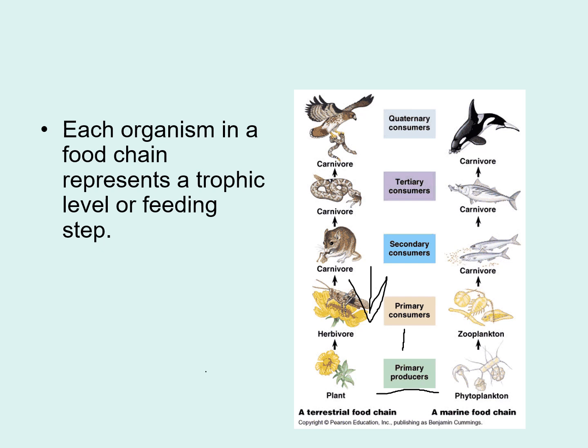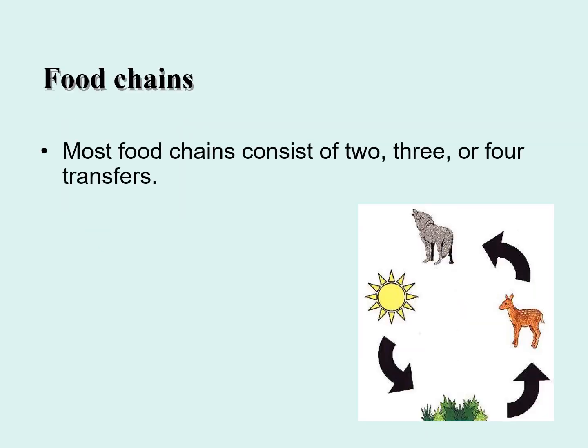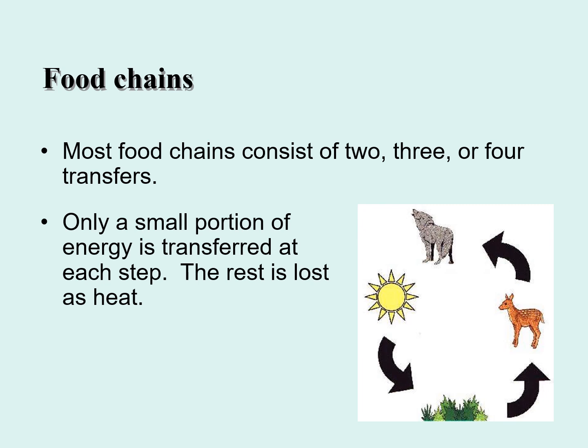Now, every time you jump a trophic level, you actually lose energy. So most trophic levels don't have more than 4 or 5 creatures in their order. So again, most food chains consist of 2, 3, or 4 transfers because only a small portion of energy is transferred at each step. I always use money as my example. Only about 10% of energy gets passed on.